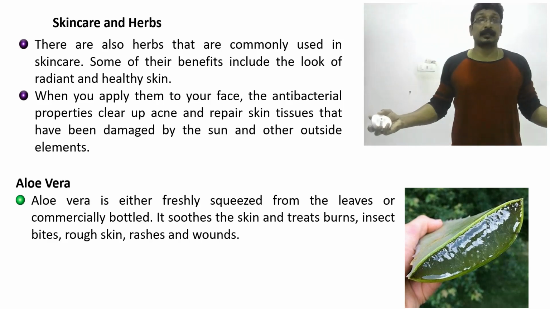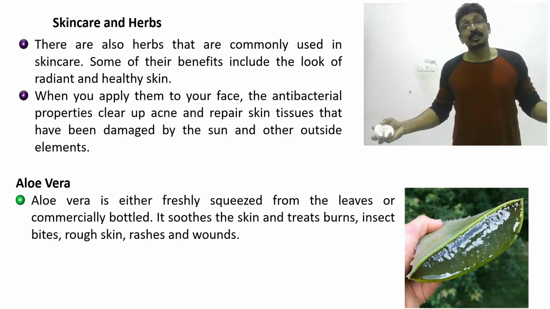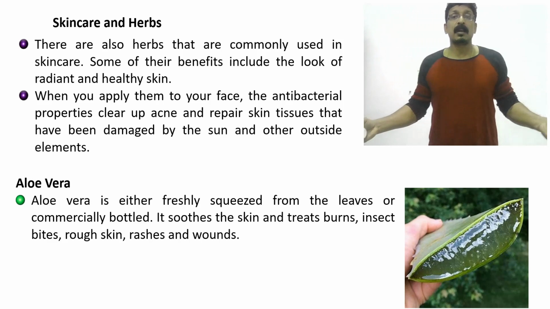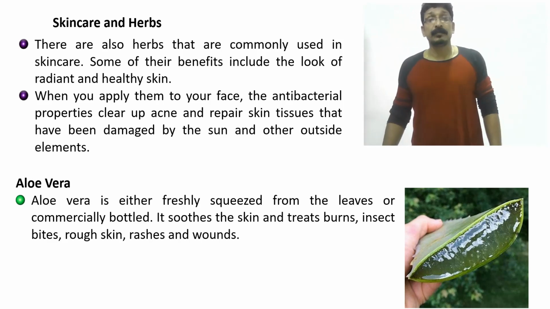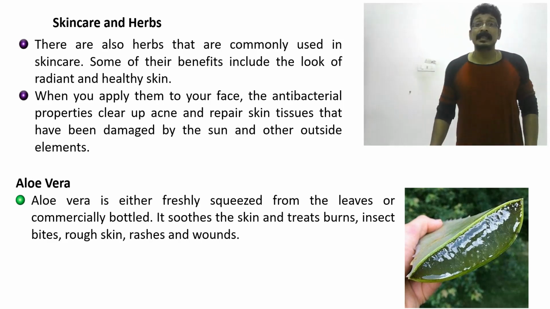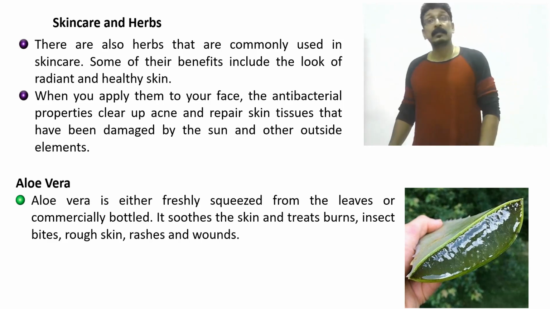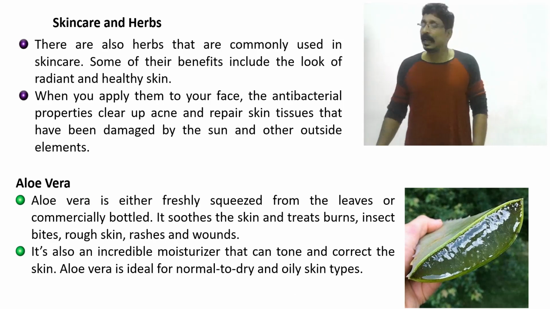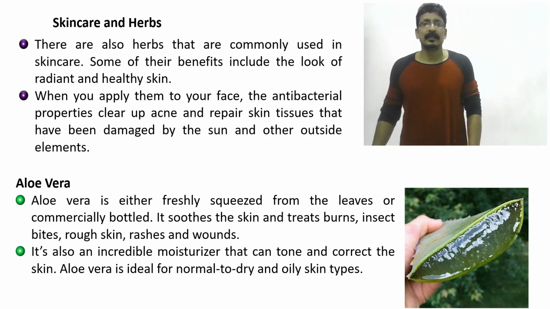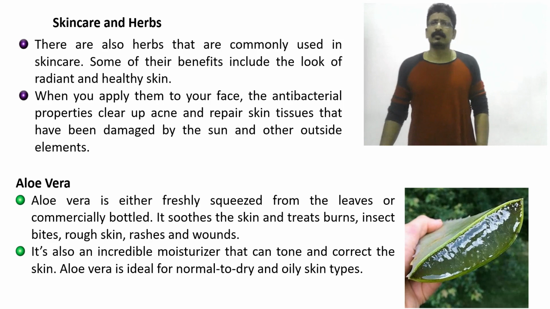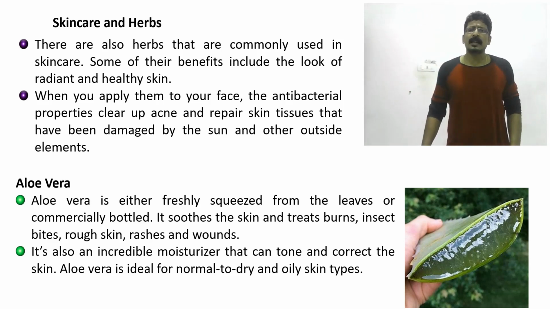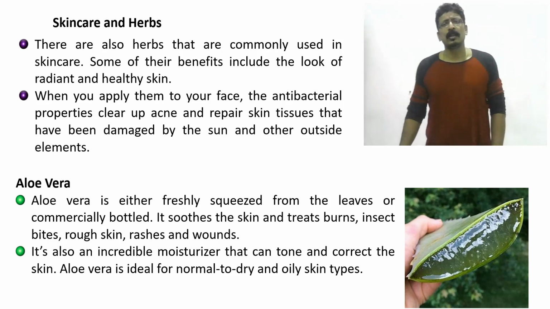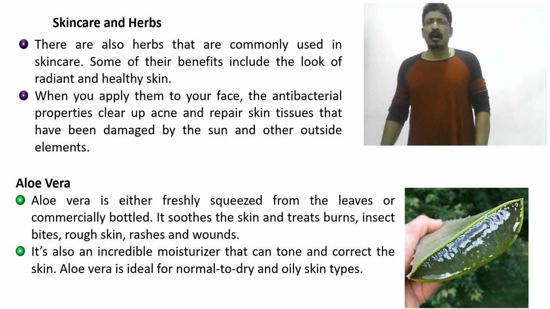So aloe vera is either fresh squeezed from the leaves or commercially bottled. It smooths the skin and treats burns, insect bites and rough skin, rashes and wounds. It is also an incredible moisturizer. It's an incredible moisturizer, it's true. That can tone and correct the skin. Aloe vera is ideal for normal to dry and oily skin types.